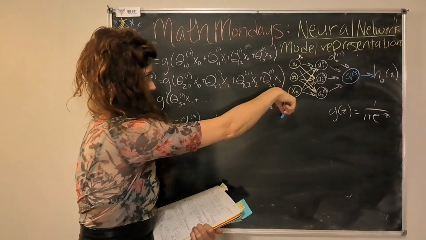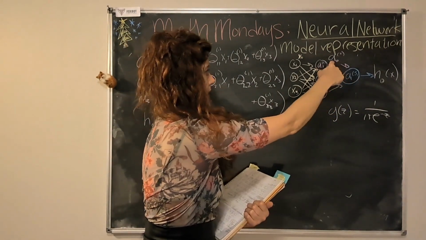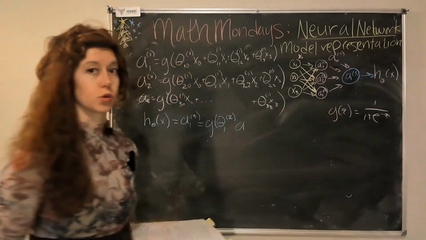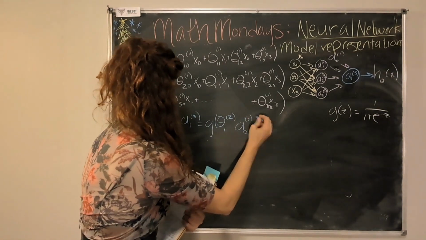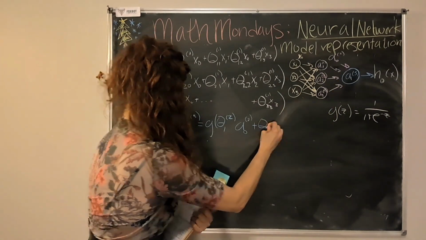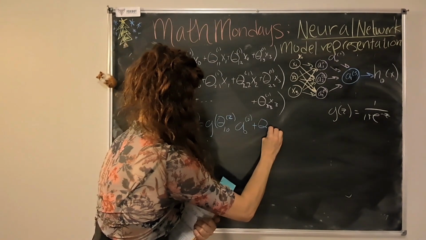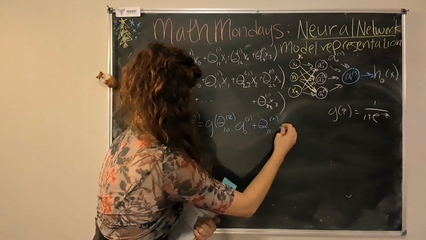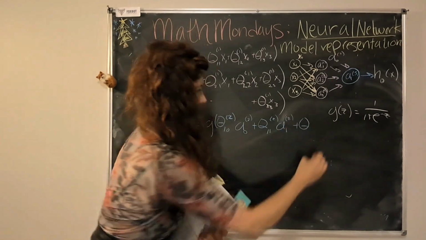In this case, our inputs to this node are those nodes, so a0 of layer 2. And then similarly, we add up all of these. So plus theta, whoops, hold on, I forgot the subscript. This is our first parameter. This is our second parameter in the second layer. And then a1 of layer 2 plus theta.